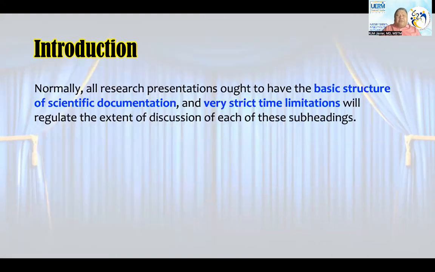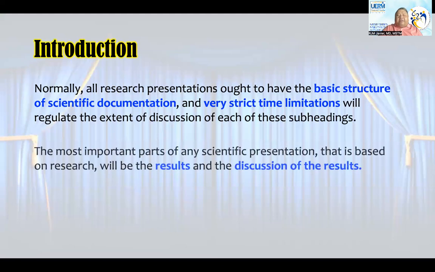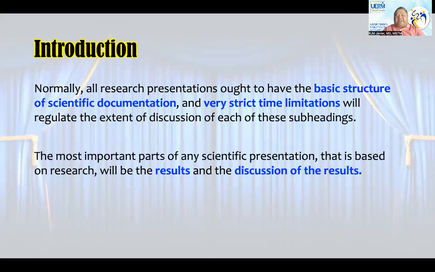Now, normally, research presentations have the basic structure of scientific documentation, and very strict time limitations will regulate the extent of discussion of each of these subheadings. Now, the most important parts of any scientific presentation that is based on scientific research will basically be the results and the discussion of the results.